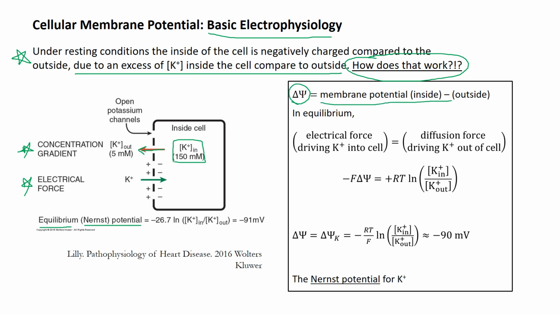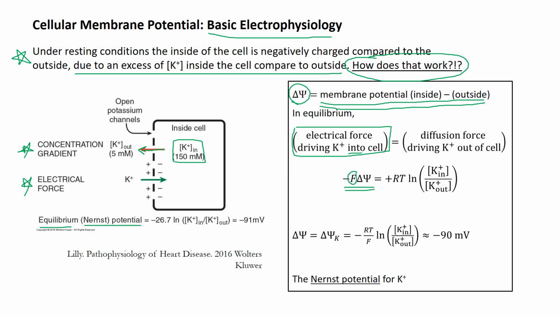Okay, and you have to be careful to keep track of the signs if you want to follow this. So if the potential is inside minus outside, then a positive potential would drive positive charges out. Okay, so here what we're writing down is the driving force into the cell. The driving force into the cell is proportional to the negative of the potential difference, right? This thing F is a constant called Faraday's constant.